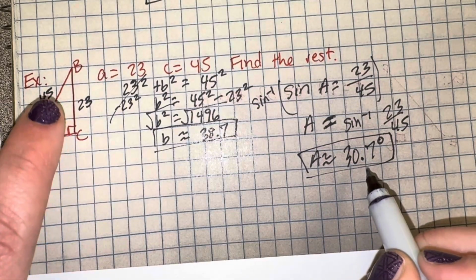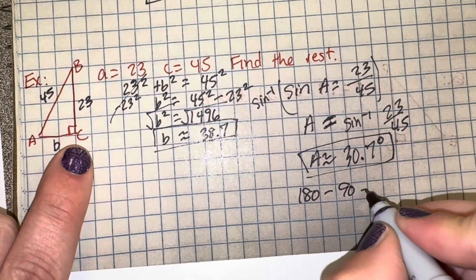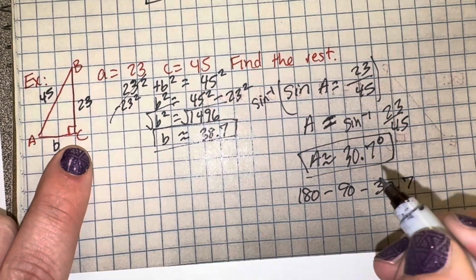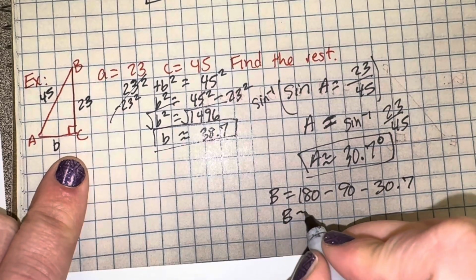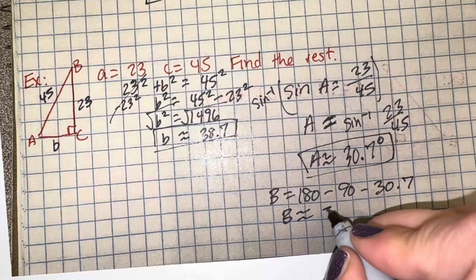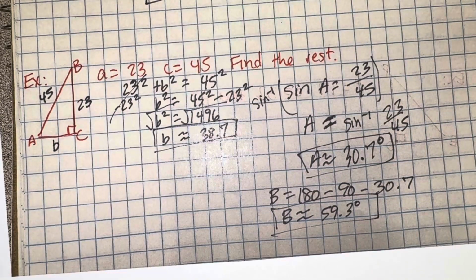I have 1 angle and I have this angle, so I am going to take 180 and subtract them all from that, and that will give me angle B, 59.3. Alrighty.